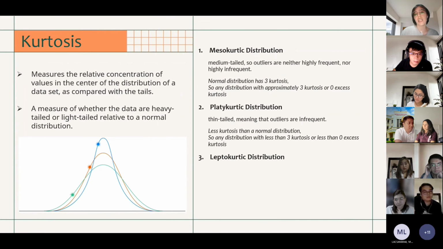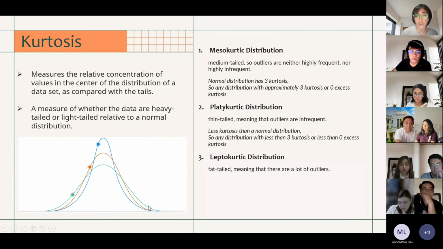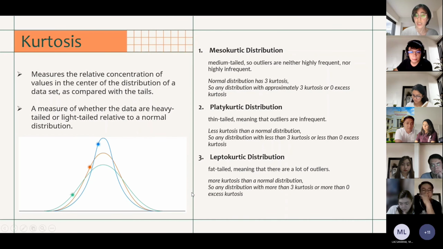Number 3, leptokurtic distribution. It is fat-tailed, meaning that there are a lot of outliers. So, kung mapapansin natin dito sa graph natin, ito naman si green line. So, kung mapapansin natin from the center of the data, marami tayong outliers pa sa magkabilang dulo. So, to define, any distribution with more than 3 kurtosis or more than 0 excess kurtosis is leptokurtic distribution.